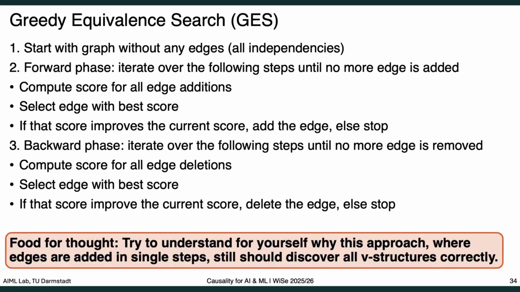Again, food for thought if you want to think more about it. With this approach, where we're not explicitly checking for V structures in the same sense, why are they still discovered correctly?